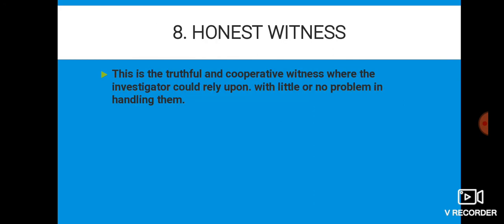Next is number 8, honest witness. This is the truthful and cooperative witness whom the investigator could rely upon with little or no problem in handling them. This is the type of witness who directly tells the truth about what he or she witnessed about the crime or about the suspect.